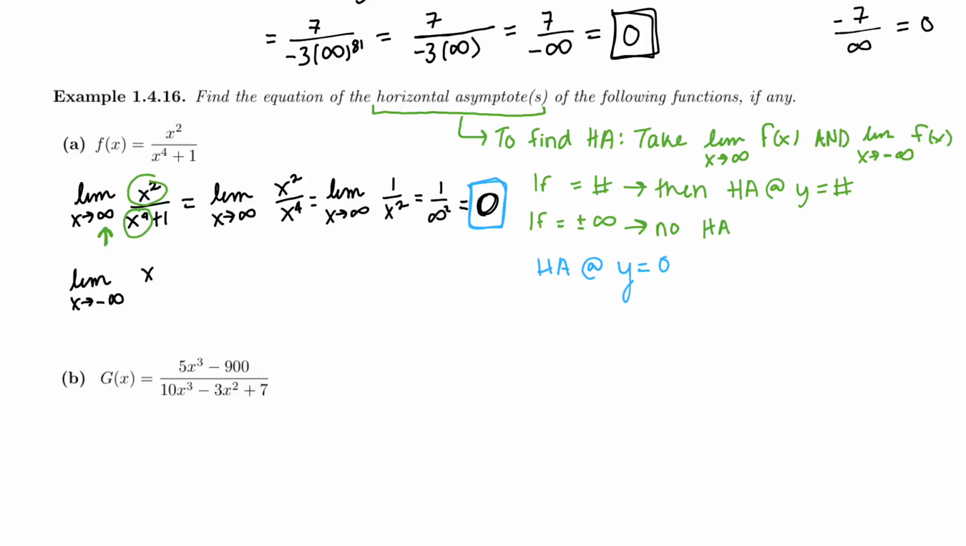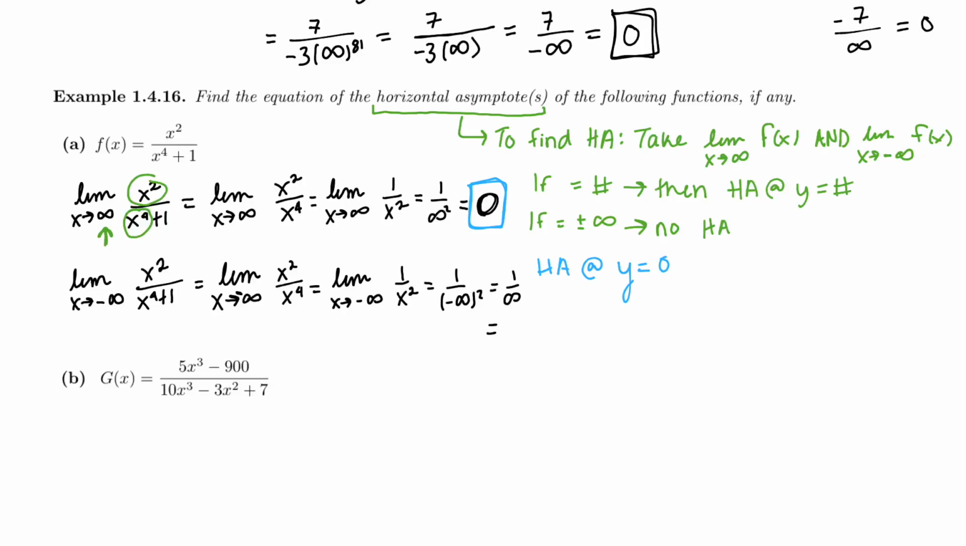So we'll go to negative infinity, and the problem is going to play out really similar. So the steps look the same. You get x squared over x to the fourth. Oops, there's a negative in there. The limit as x approaches negative infinity of 1 over x squared. So 1 over negative infinity squared, 1 over infinity, which is 0, which is the one we already had. So we can say that there is a horizontal asymptote at y equals 0.